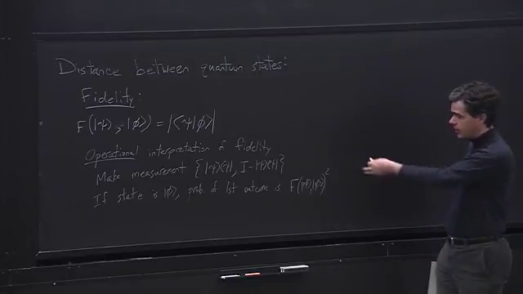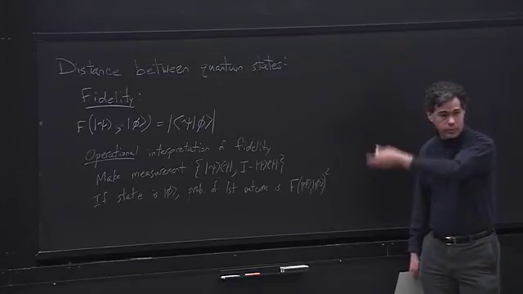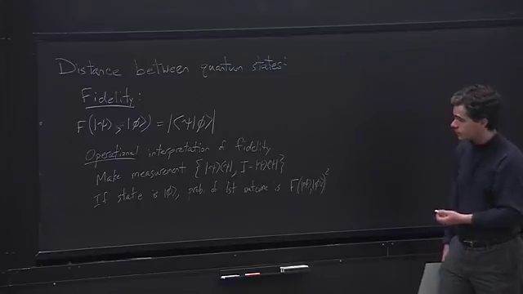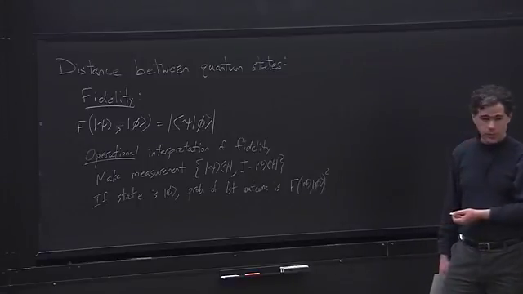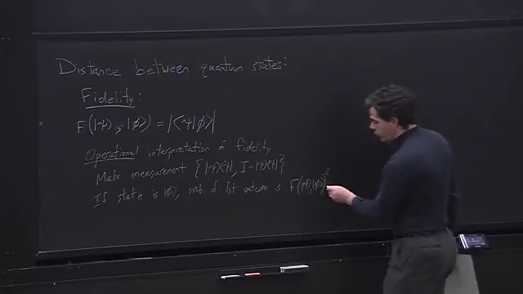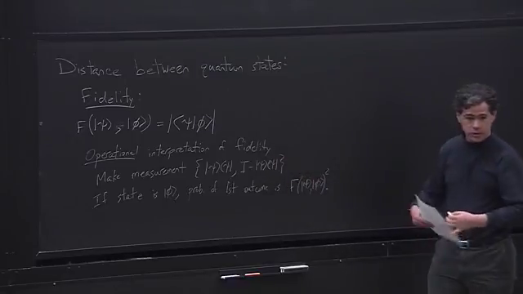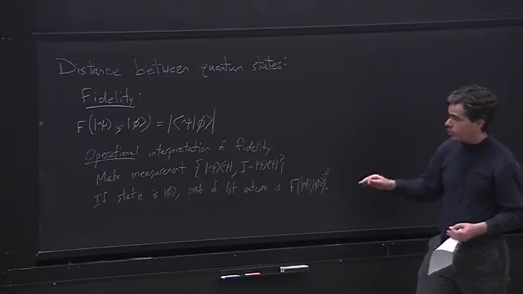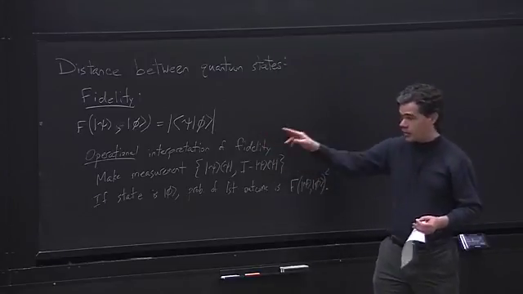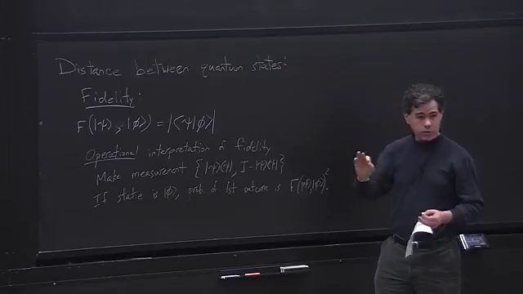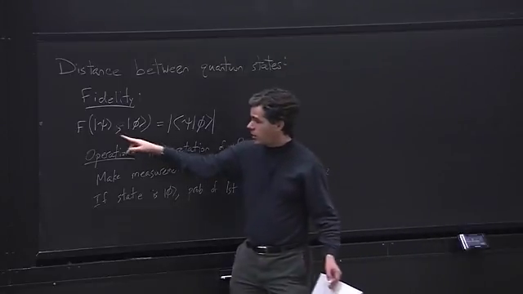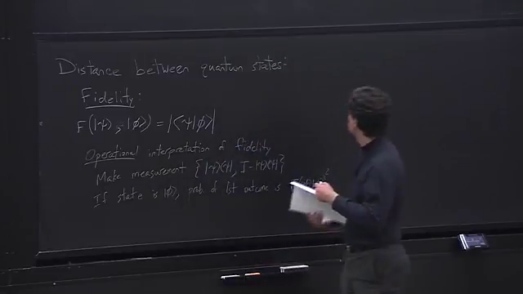Right? That's basically just Born's rule, the simplest measurement rule in quantum mechanics. Okay? So this operational interpretation you can start to generalize to the case where we're looking at the distance between a pure state and a mixed state. Suppose we have psi and some mixed state sigma.